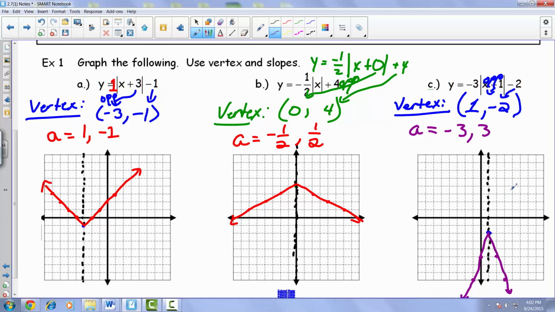So again, that is example 1 from our 2-7 number 1 set of notes.